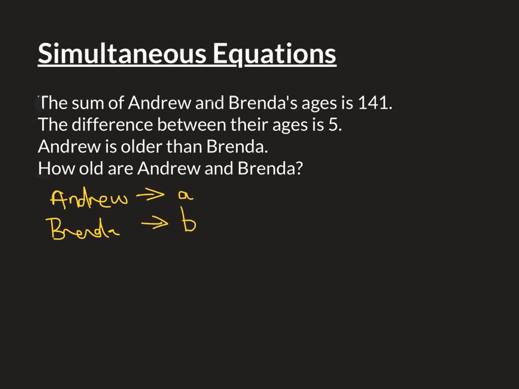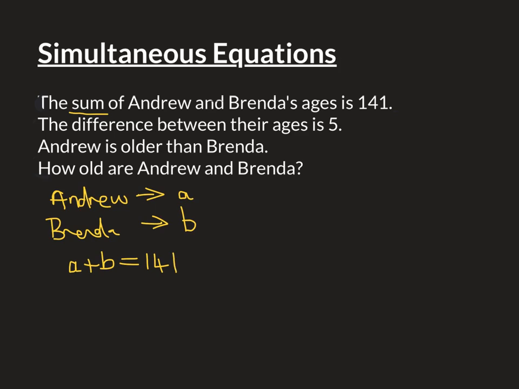So let's now take each one of these statements and write it in algebraic terms. So let's start with this first one. The sum of Andrew and Brenda's ages is 141. So think about how you'd write that algebraically. Hopefully we've remembered that sum means add. So the sum of Andrew and Brenda's, or A plus B, equals 141.